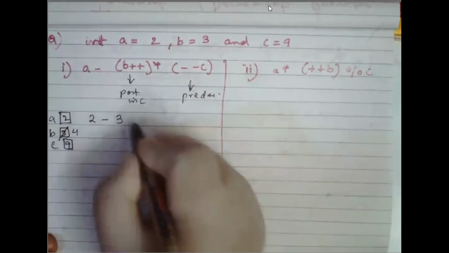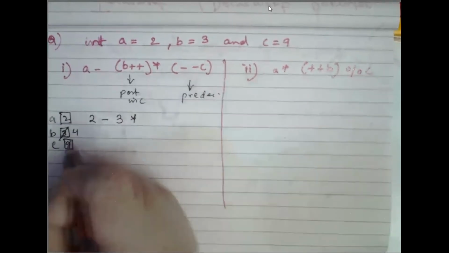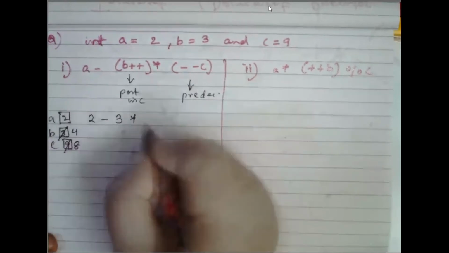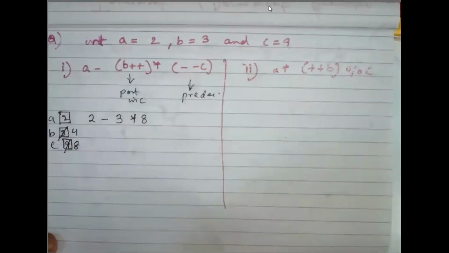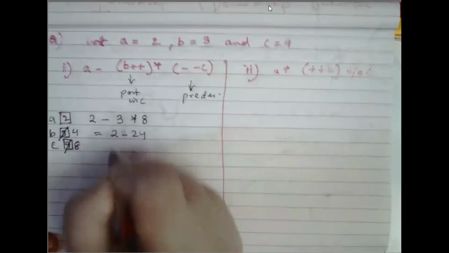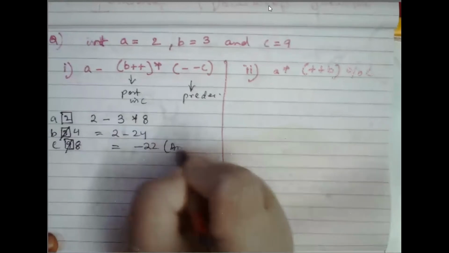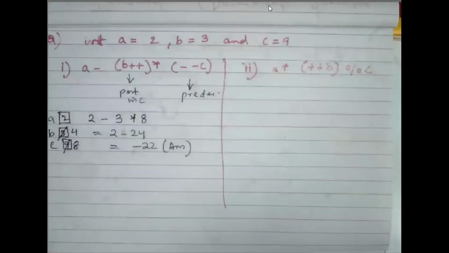Anything over here? Into prefix decrement. So this will change to 8, and I'll be using the value 8 over here. So I'll get my result to be 2 minus 24, and the result will be minus 22. That is the answer over here.